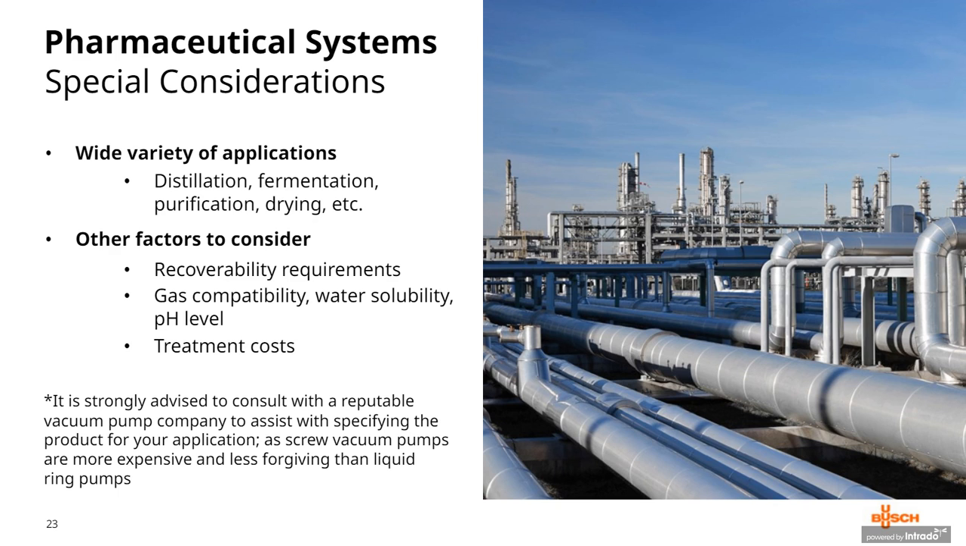In summary, pharmaceutical companies create different chemicals for use in the production of pharmaceuticals. These can involve lots of chemical reactions, some of which can create biohazardous byproducts or products. They generally have large production facilities, and a lot of times the vacuum system is only a small part of a much larger, more complicated, expensive machine. There's also a lot of research and development, and we have to take special considerations which include recoverability requirements, compatibility, and treatment costs.